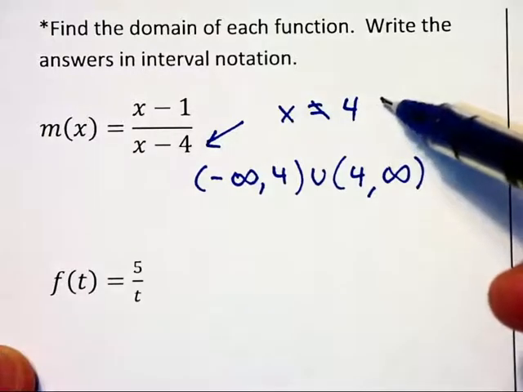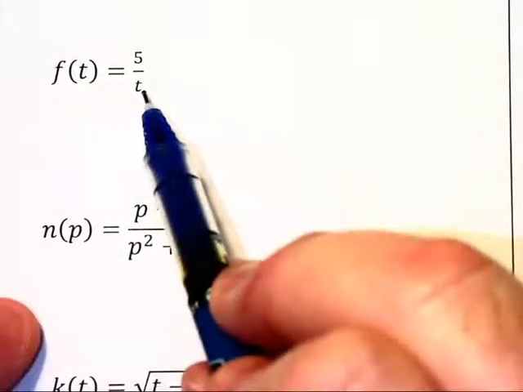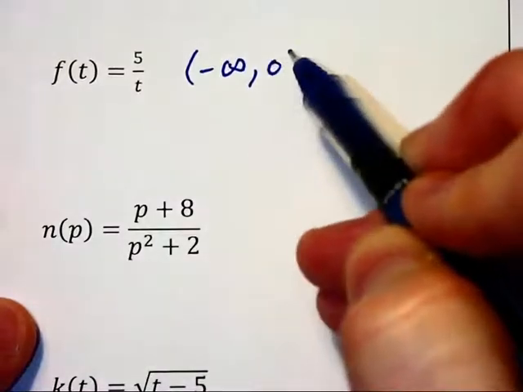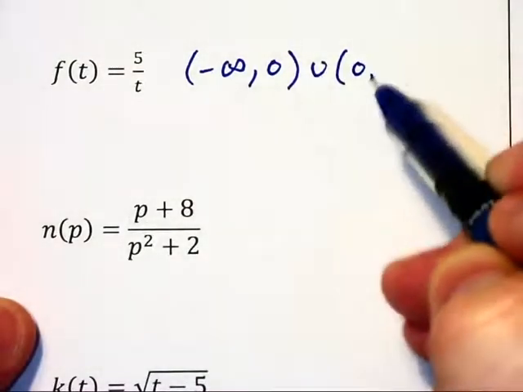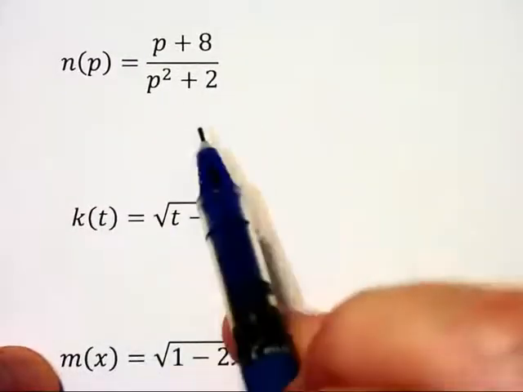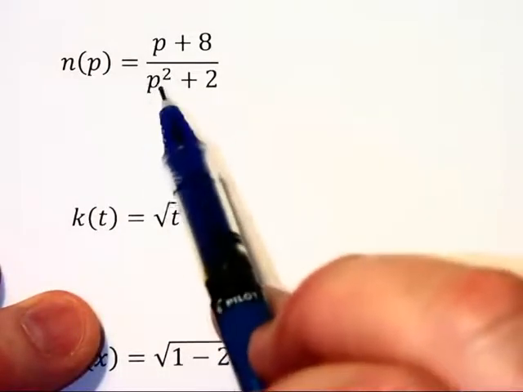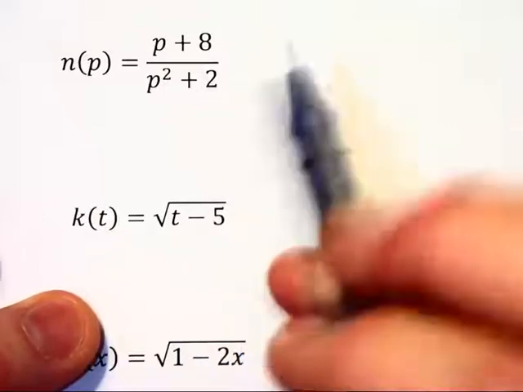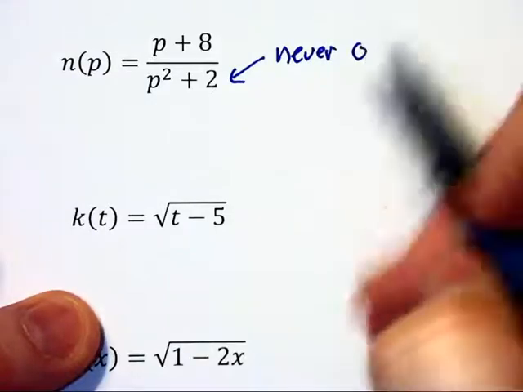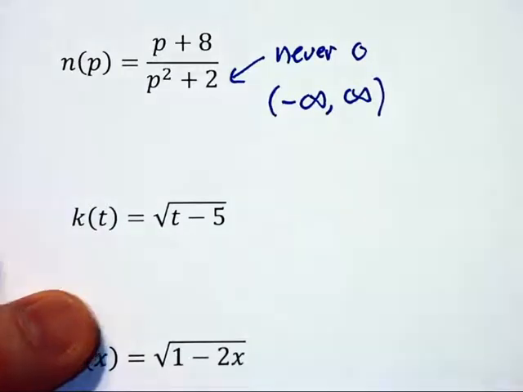rather than those that can't. For this second function f, we know that t cannot be 0. Therefore, it'll be just the same as the problem above, except 0 will be our critical value in our solution. For this next value, we have to ask, when is this denominator equal to 0? Well, we know p squared will be positive, or 0, and then when you add 2, the smallest this denominator can be is 2. It is never going to be 0, and therefore our domain will be all real numbers from negative infinity to positive infinity.